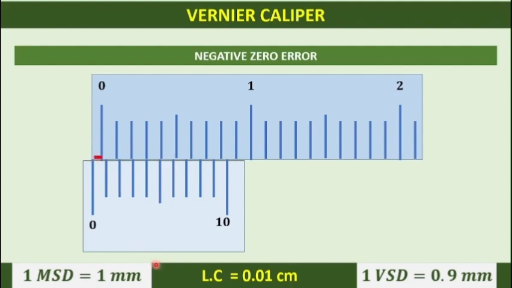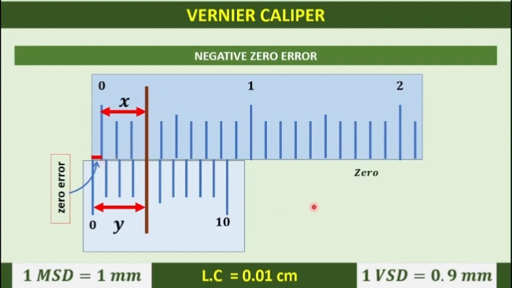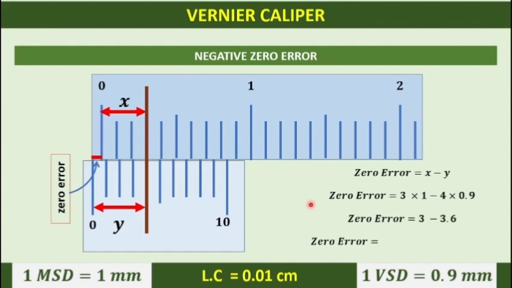So let us find where is the coincidence. The coincidence will be somewhere here in the 4th line. Good. Now what is x? What is y? Now this extra distance, the gap, that is negative zero error, equals x minus y. X is 3 times 1 mm, whereas y is 4 times 0.9 mm. When we do a simplification, we get zero error in negative, so minus 0.6 mm equals 0.06 centimeter. The correction will be positive.